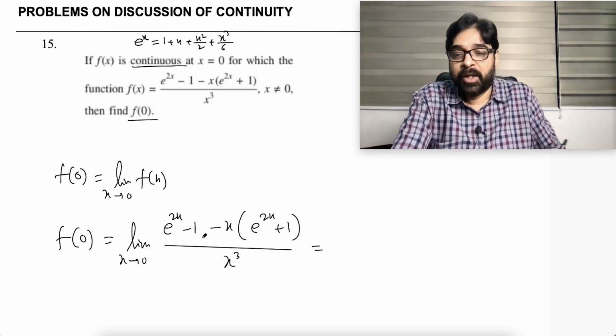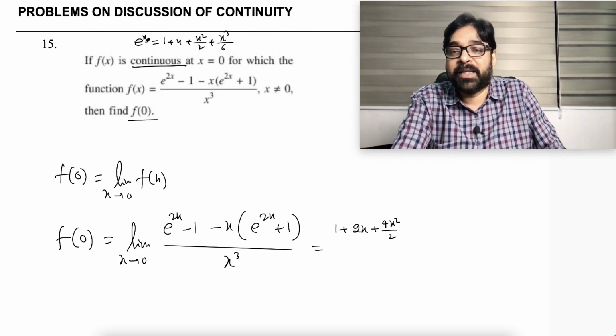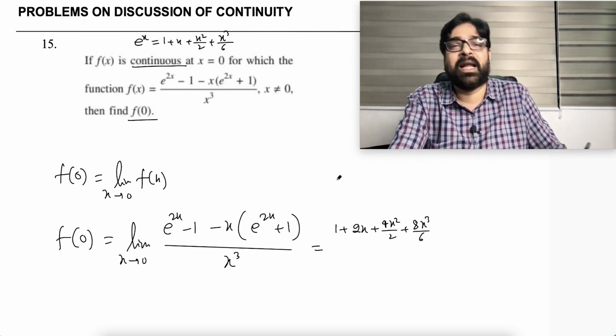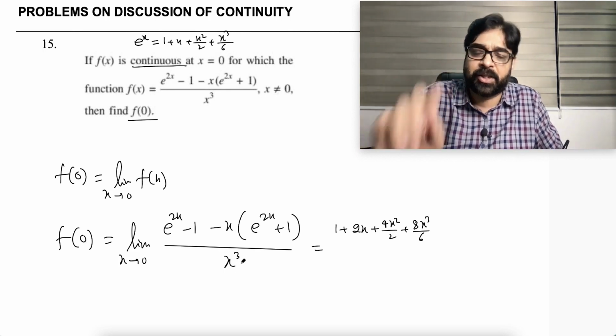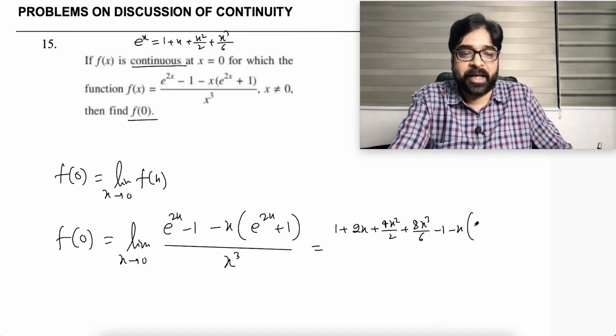This is the series. So the e power 2x series will be 1 plus 2x plus 2x whole square, means 4x square, by 2. Here I am replacing x by 2x. So 2x whole square will come. Plus 2x whole cube, means 8x cube by 6. That much only. Further I don't have to write because the denominator has only 3 zeros. Minus 1 minus x into the e power 2x series. Again you have to write it, and that will be the same thing. 1 plus 2x plus 4x square by 2.